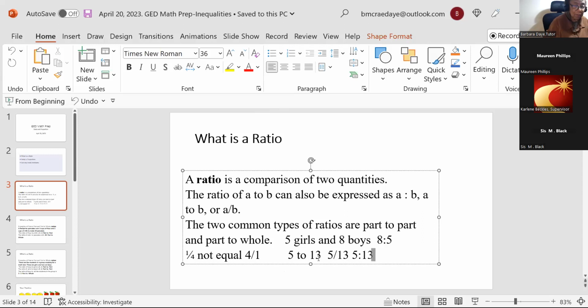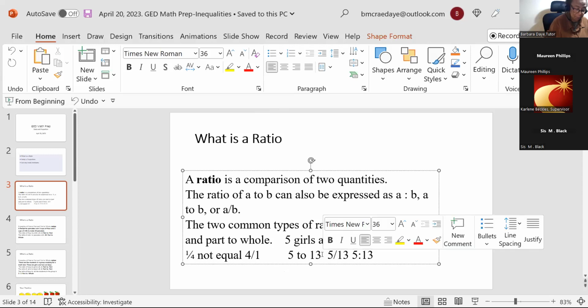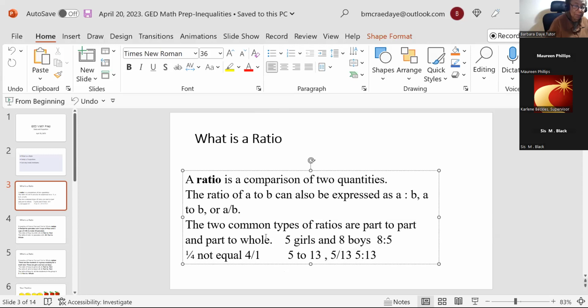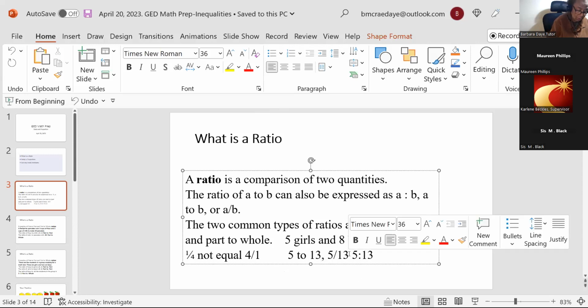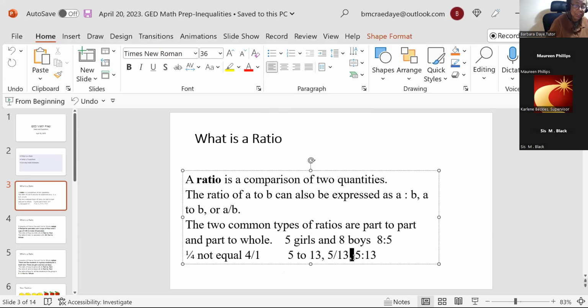All these are the same. 5 to 13, 5 over 13, 5 colon 13, because you'll see it in different ways. You could see it as a fraction, 5 over 13 with the slash, and sometimes a dash, or 5 colon 13. Got it? So part to part and part to whole. That's what we'll be looking at.